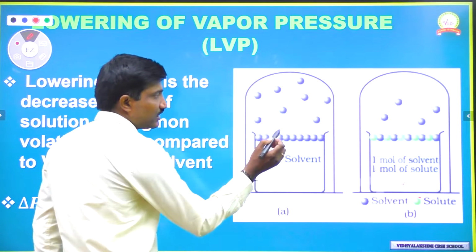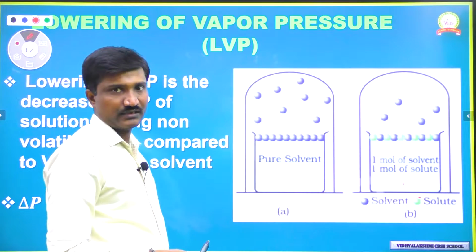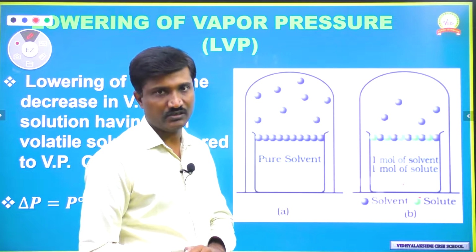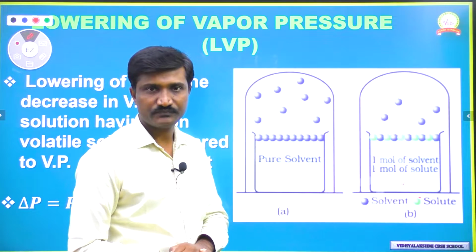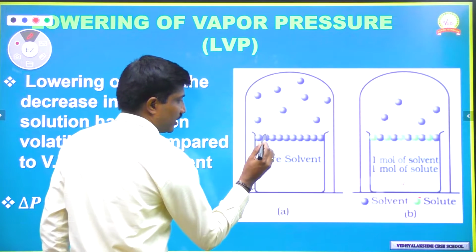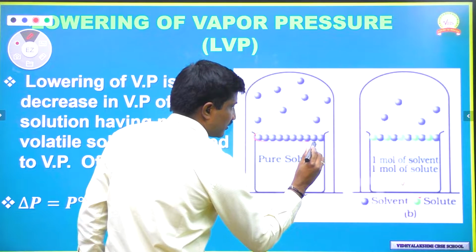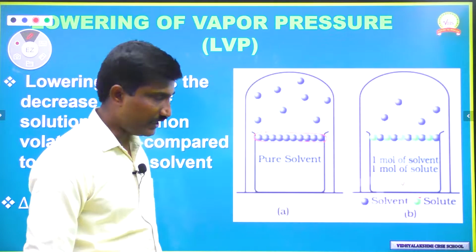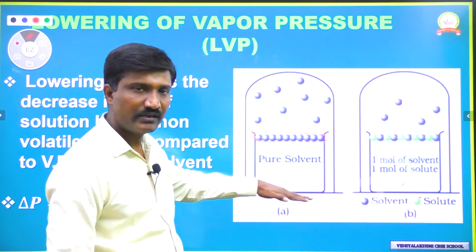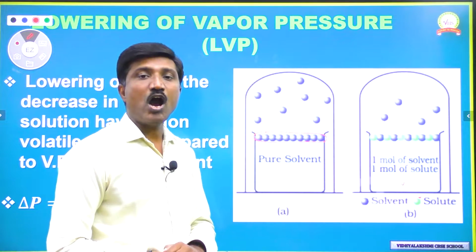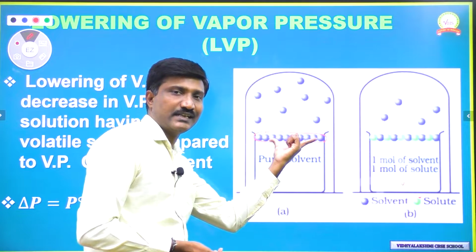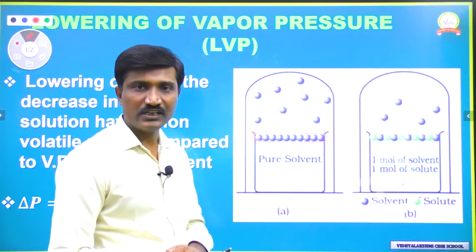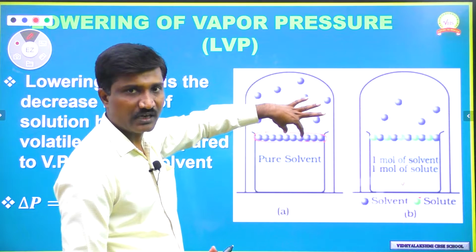Now let us see the volatile nature of these two, the liquid in the pure state and in the solution after adding non-volatile solute, and what happened to that volatile nature. See carefully here: the volatile nature of any liquid mainly depends on the surface of that liquid. Below this part we call the bulk of the liquid, but this upper part we call the surface. Depending on how many molecules are occupying the surface, that many liquid molecules enter into the vapor state. So volatile nature depends on surface molecules.